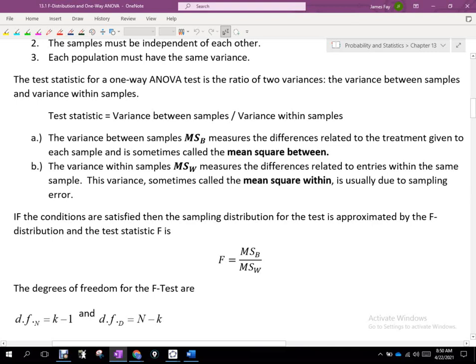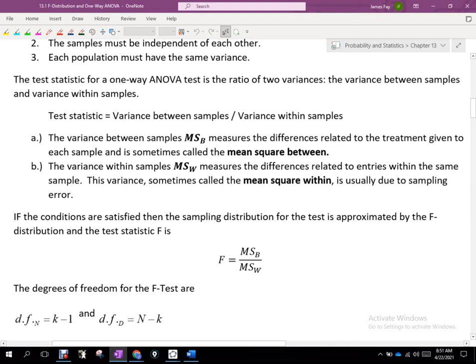The variance within samples measures the difference related to entries within the same sample. So that's the idea of looking at the 5 people in that first sample and finding the variance within those 5 data points. And then the second sample, finding the variance within maybe those 3 data points. Okay. So the variance within samples is MS sub W, and sometimes that's called the mean square within. Okay.